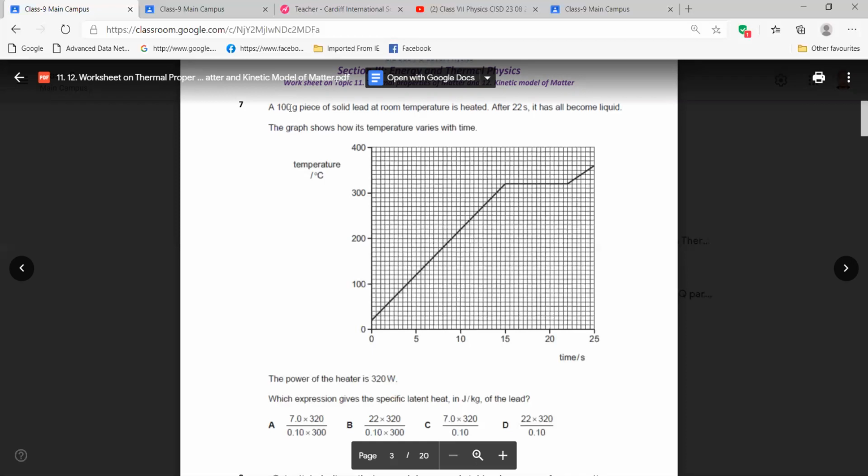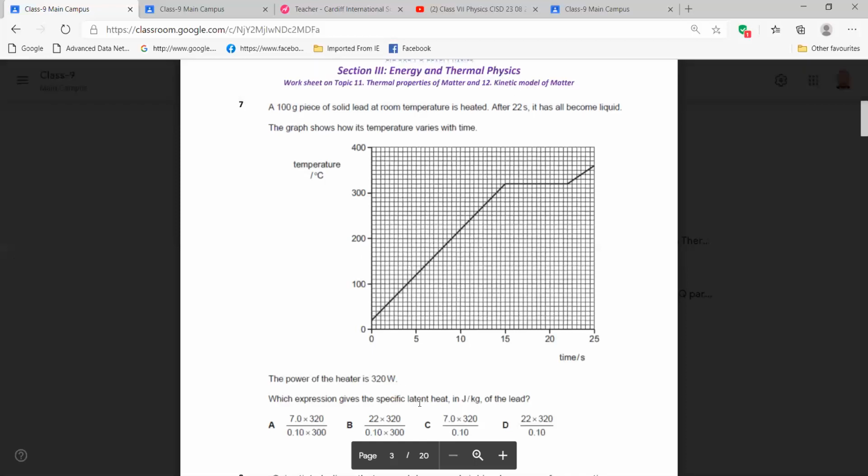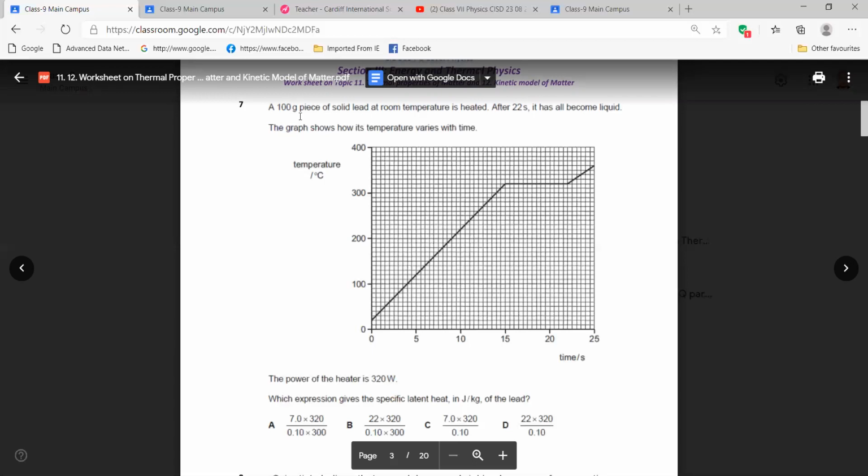The mass is 100 grams. In the question, they said you have to find the specific latent heat in joule per kg. So the mass is given as 100 gram, you have to convert it to kg, which is 0.1. Is it clear?